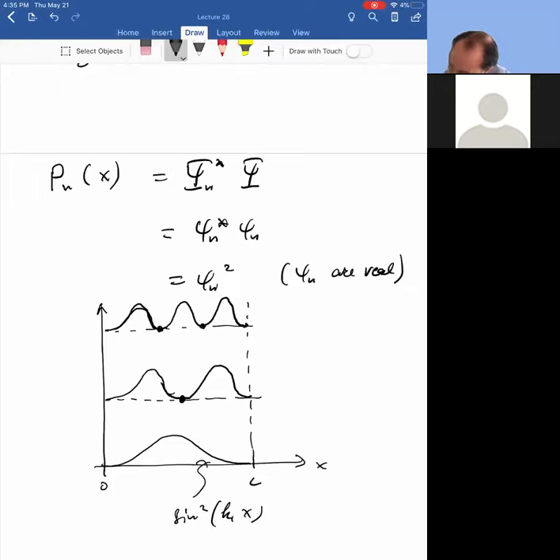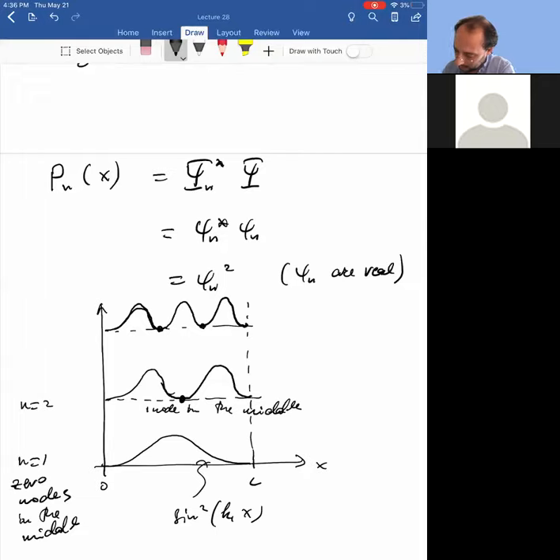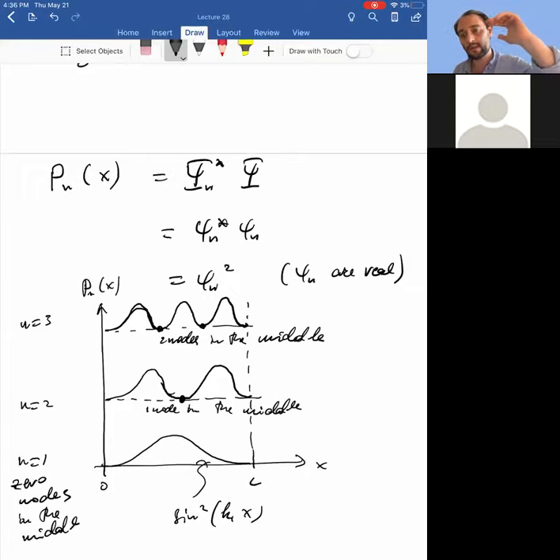Okay. So this is n equals 1, 0 nodes. Or you could say 2 nodes at the edges. N equals 2, 1 node in the middle. N equals 3, 2 nodes in the middle. So this is the probability density when a particle is either in the first mode or the second mode or the third mode.